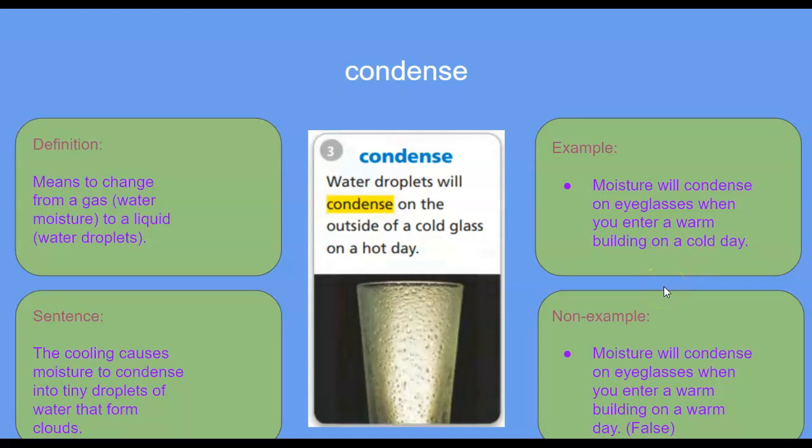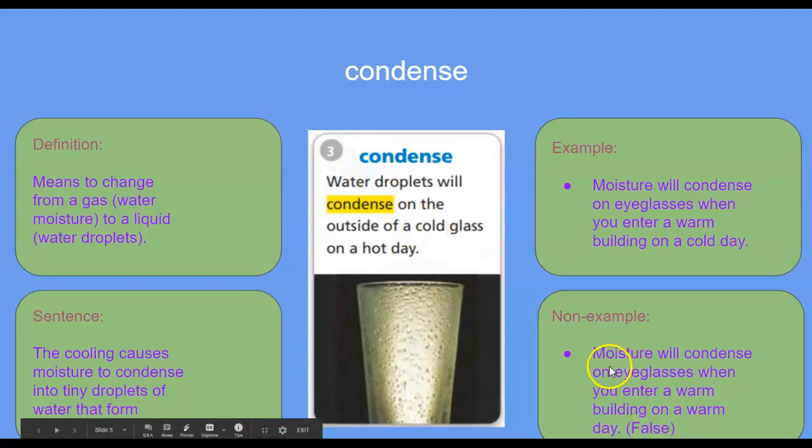Or another example is overnight when it's really warm during the day, and overnight it freezes. And if you've ever seen your parents' car outside and there's frost on it, that would be water moisture. That frost is water moisture. And then as the sun comes out and it starts to melt it, it becomes water droplets. So that's that same word, condense or condensation.